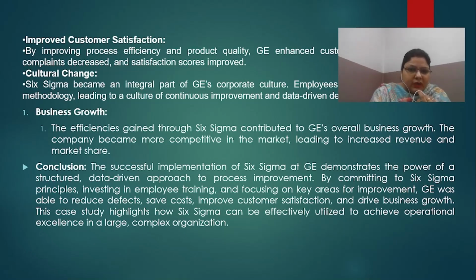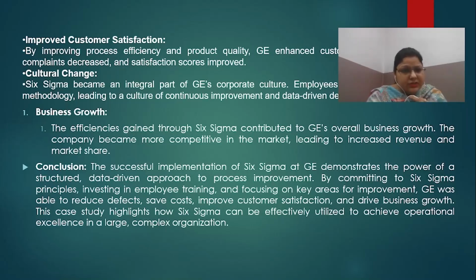How did they improve customer satisfaction? By improving process efficiency and product quality. General Electric enhanced customer satisfaction, customer complaints decreased, and satisfaction scores improved. After DMAIC, they moved towards how to achieve and enhance customer satisfaction. The overall complaints given in the feedback by the customers were reduced after applying Six Sigma.